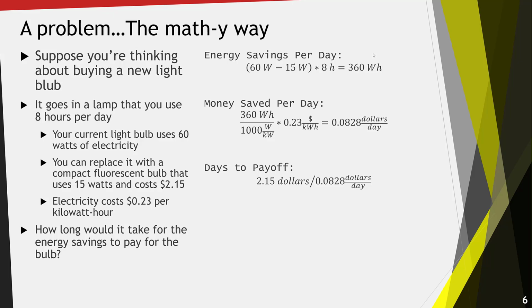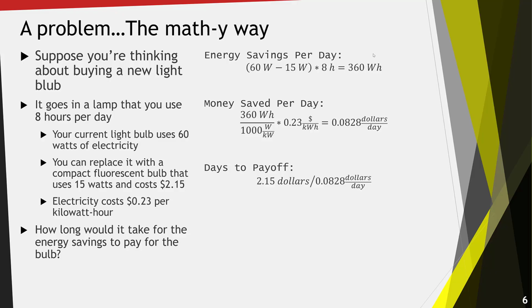Then you go on to think about the money that you save every day. Again, there's 360 watt hours that you're reducing your electricity consumption. Your electricity is priced in kilowatt hours, so you need to convert that from watt hours to kilowatt hours by dividing by 1,000. Then you multiply by the 23 cents per kilowatt hour that you're paying for every kilowatt hour of electricity, and that comes out to you're saving 8.28 cents per day.